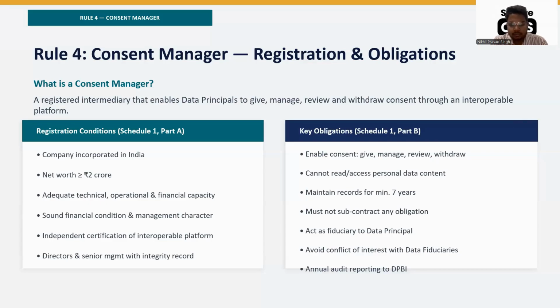And the most important thing is that the consent manager has to act for the data principal and not for the data fiduciary. We have to avoid conflict of interest with the data fiduciary. So as a consent manager, we can only operate in the interest of the data principal and not the company that is taking the data. And the last and most important is that there has to be an annual audit by the DPBI, the Data Protection Board. So if you want to build a consent management system on your own, these are the obligations that you'll have to follow.